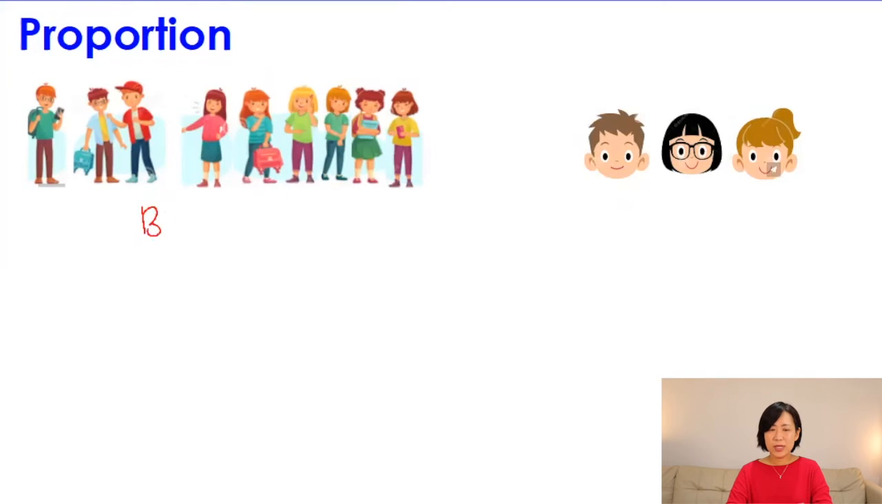So let's have a look at the picture. Then you've got a number of boys and number of girls. Let's find the ratio of boys to girls. Now, first one, you've got every 3 boys, there are 6 girls, so it's a 3 to 6. And then second picture, every 1 boy, there are 2 girls. The ratio of boy to girl is 1 to 2.